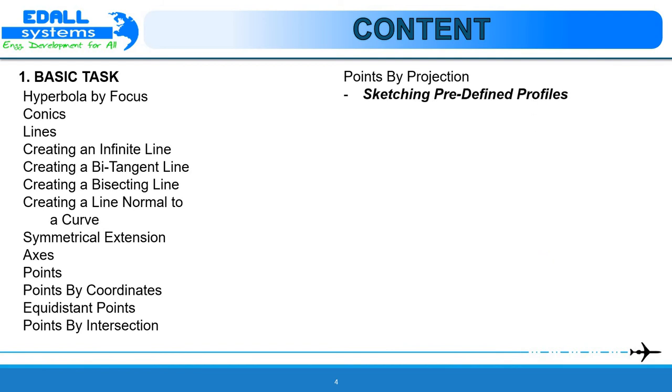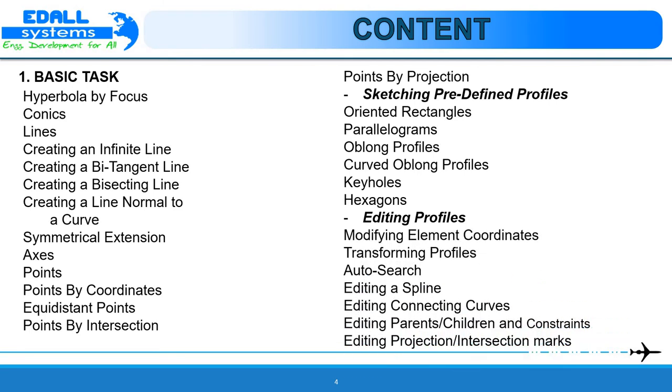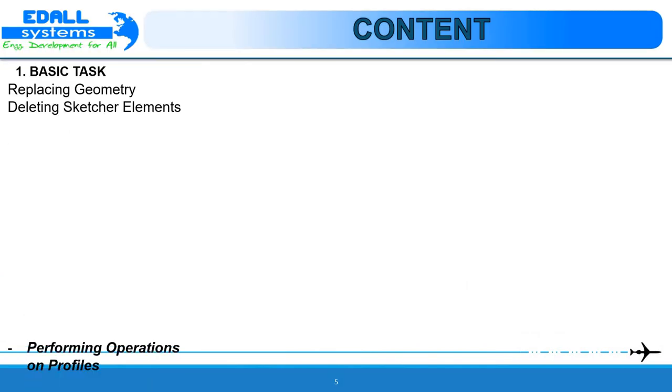Under sketching predefined profiles, we have oriented rectangles, parallelograms, oblong profiles, curved oblong profiles, keyholes, hexagons. Under editing profiles, we have modifying element coordinates, transforming profiles, auto search, editing a spline, editing connecting curves, editing parent, children, and constraints, editing projection intersection marks. Replacing geometry, deleting sketcher elements.